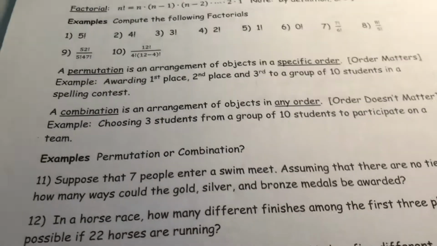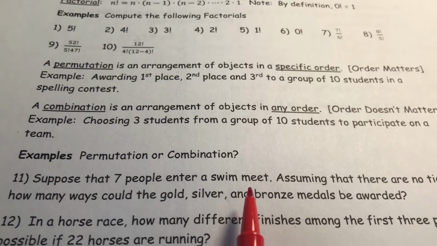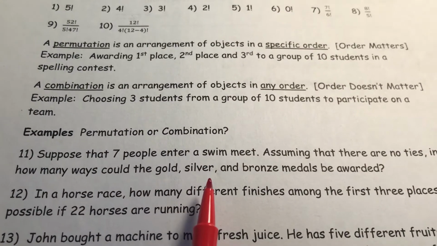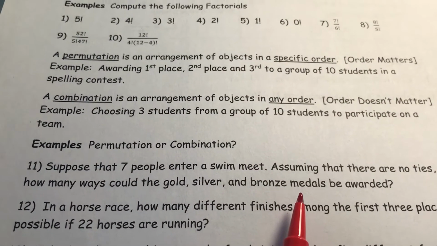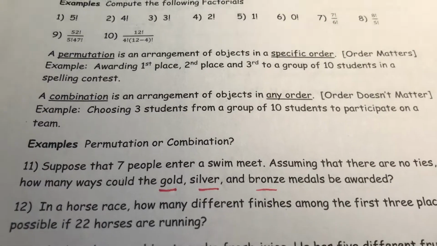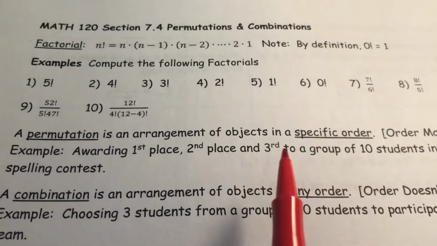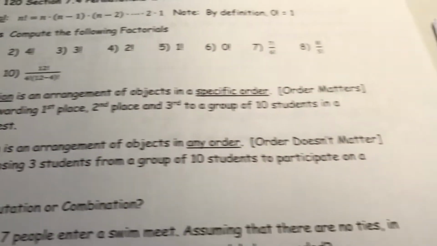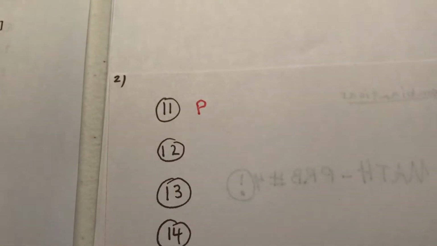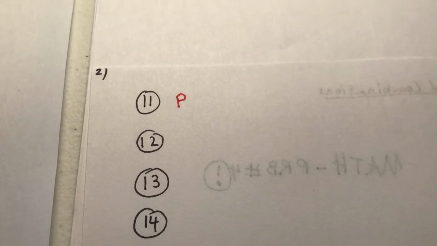The first one says, suppose that 7 people enter a swim meet. Assuming that there are no ties, in how many ways could the gold, silver, and bronze medals be awarded? Now, gold, silver, and bronze, that is a ranking. So that's a first place, second place, third place. So that means that order matters, and we have a permutation. So what I'm going to do for number 11 is just put P, and then we'll calculate it once we learn how to calculate a permutation and a combination.